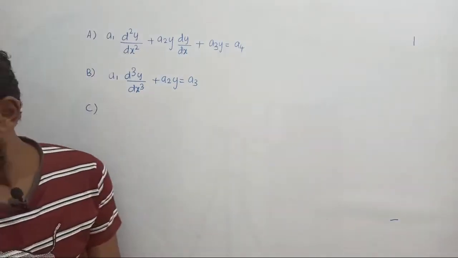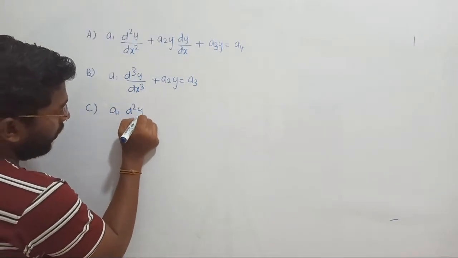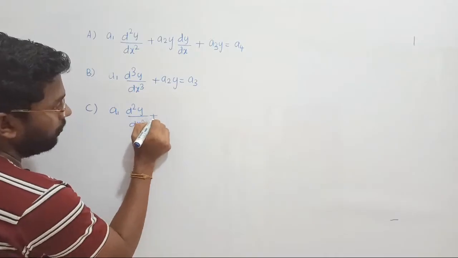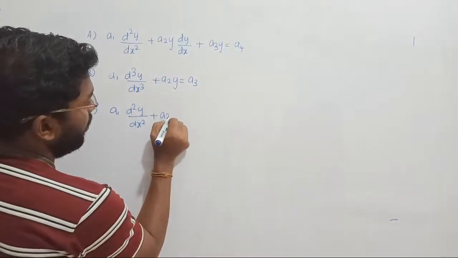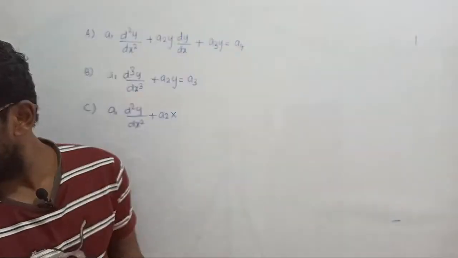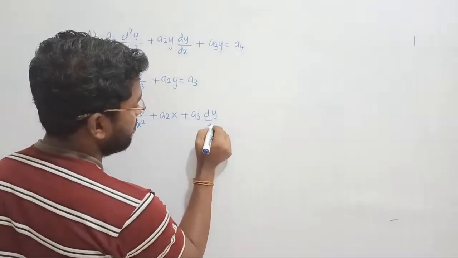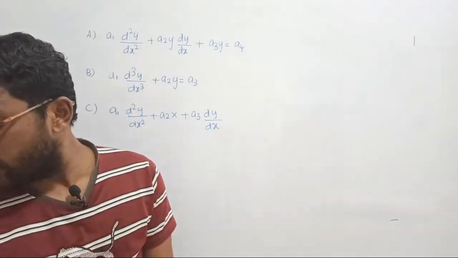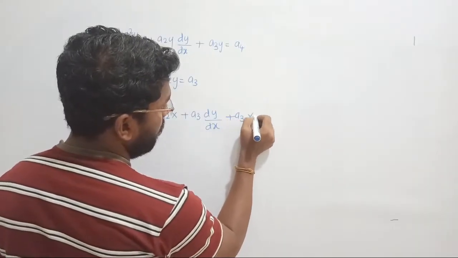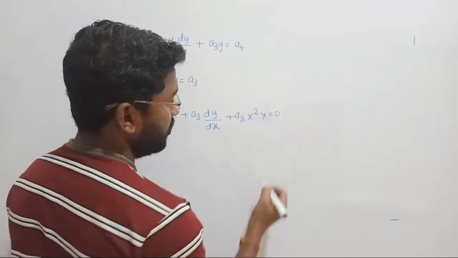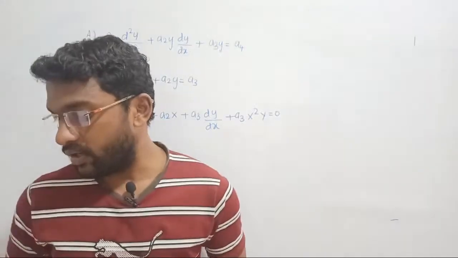And the third equation, they said a1 into d square y upon dx square, plus second one is a2 into x, plus third one they said a3 into dy upon dx. Okay, that's going to be dy upon dx, plus third term they said a3 into x square y equal to 0. That is what they told. Yeah, that's correct.